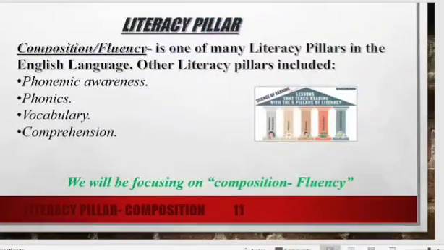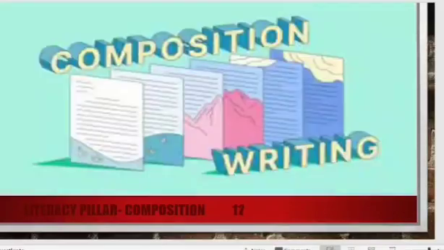Yes, sir. Literacy pillar. Composition fluency is one of many literacy pillars in the English language. Other literacy pillars include phonemic awareness, phonics, vocabulary, comprehension. We will be focusing on composition fluency. Composition writing.